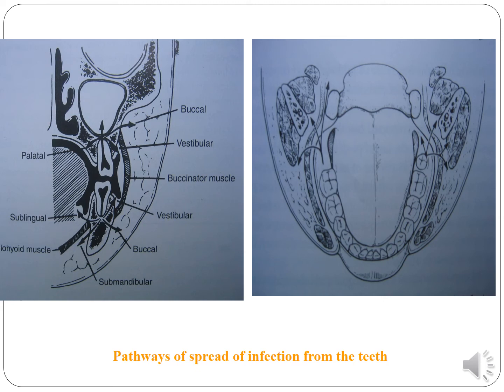So next we are going to see what the pathway of spread of infection from the teeth is going to be. If we look at the left picture, you can see a tooth from where the infection can go to buccal, or it can go to the palatal in case of maxillary teeth. In case of the mandibular teeth, it can go to sublingual, it can go to buccal again, to vestibular, or it can go to submandibular. That is an axial view and that is a sagittal view of the infection spreading from the molar teeth.